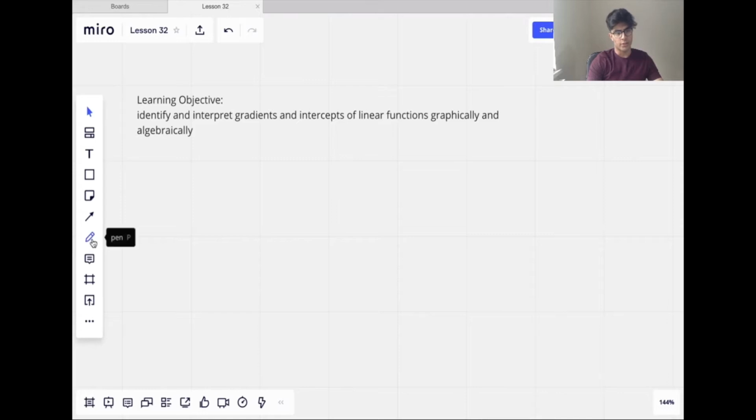Just a quick definition. We talked about functions a few videos ago, but a linear function is really just a straight line. Linear means straight, and linear function is just another way of saying straight line. At least that's what they mean in this context. Graphically means on a graph, and algebraically means with algebra. We talked about what gradients and intercepts were last time, so let's get on to the question.